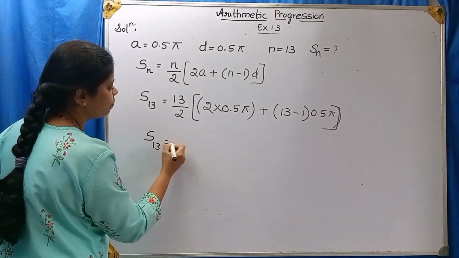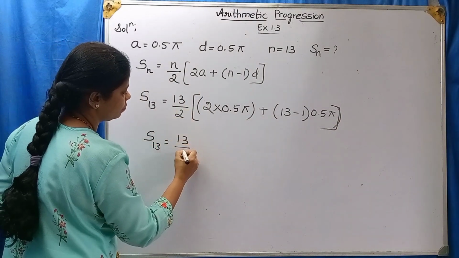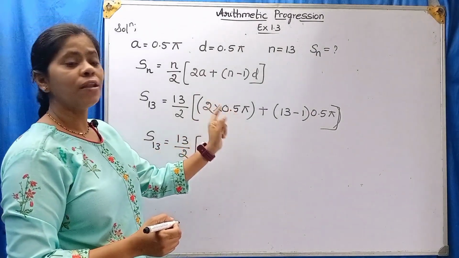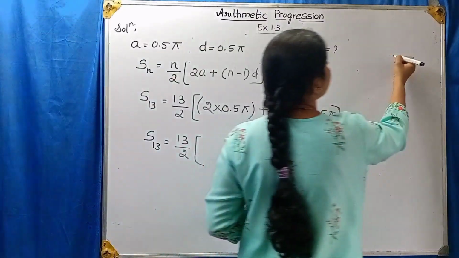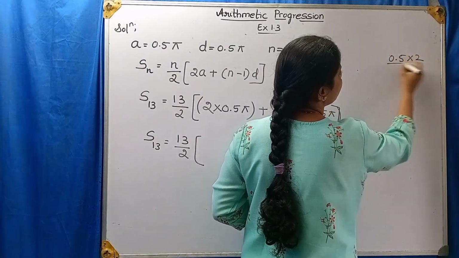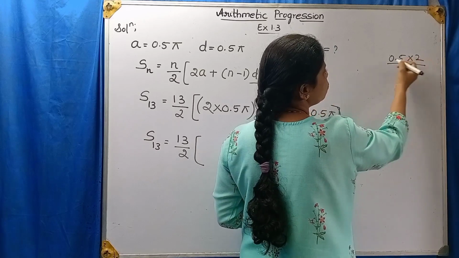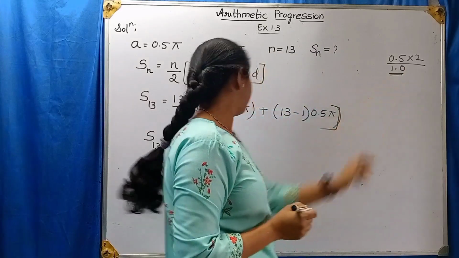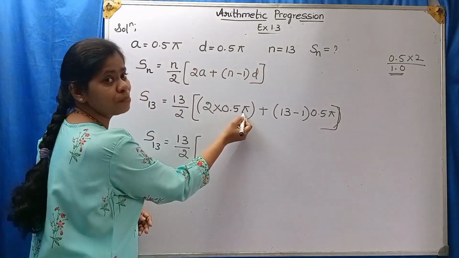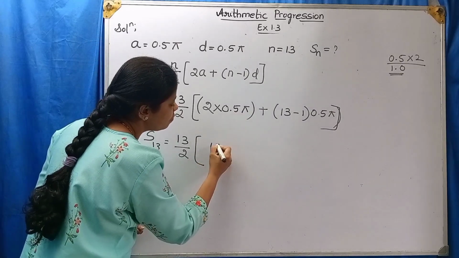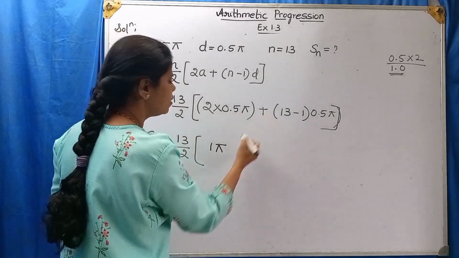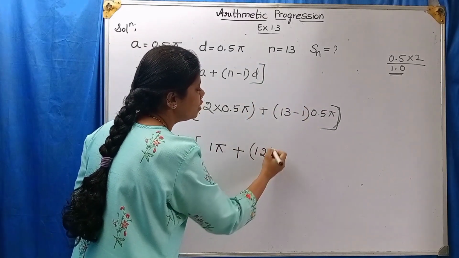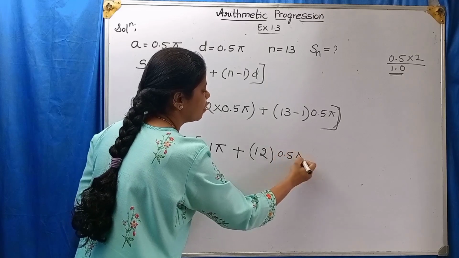S13 is equal to 13 by 2 into 2 into 0.5, which is what? 1.0. Let me do this here. 0.5 into 2: 5 2s are 10, 1 remains. That is 1.0. It's nothing but 1. 1 into pi. Look at this pi carefully. Then it will become 1 pi. For this plus, let me write plus. 13 minus 1 is what? 12. 12 into 0.5 pi. Okay.